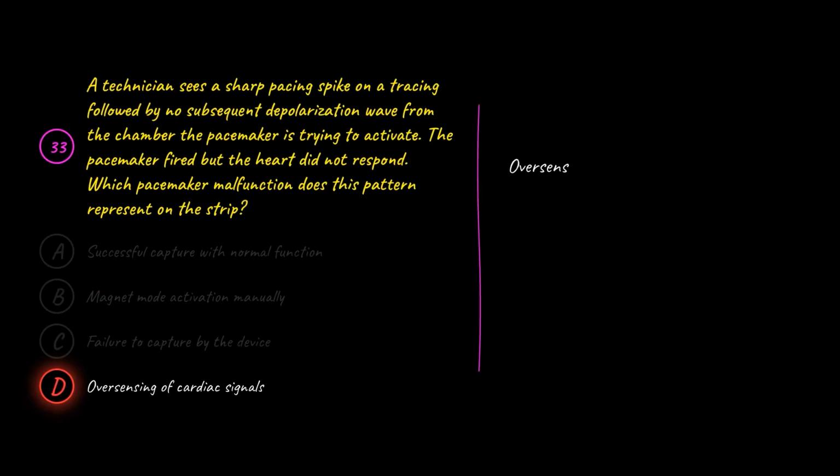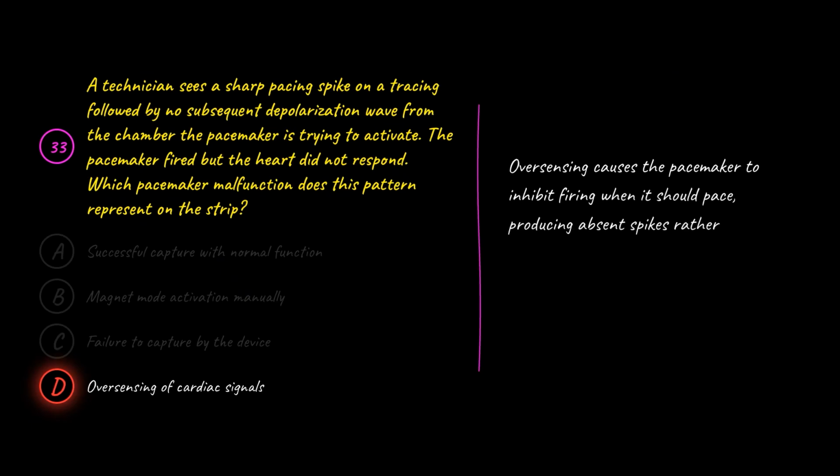D is wrong because oversensing causes the pacemaker to inhibit firing when it should pace, producing absent spikes rather than spikes with no response. The two malfunctions have different appearances entirely. When a pacemaker fires but the heart doesn't respond, we call that failure to capture. Understanding why this happens and how to spot it requires knowing how pacemakers normally work.